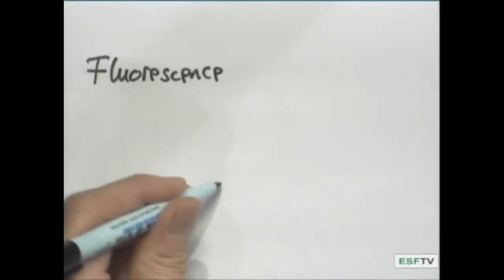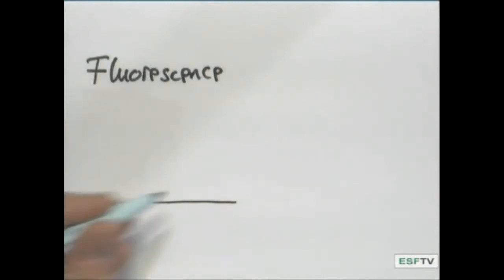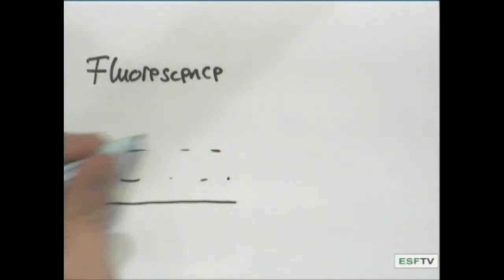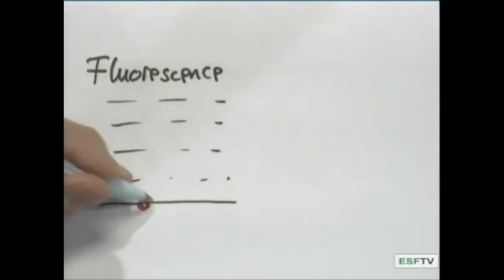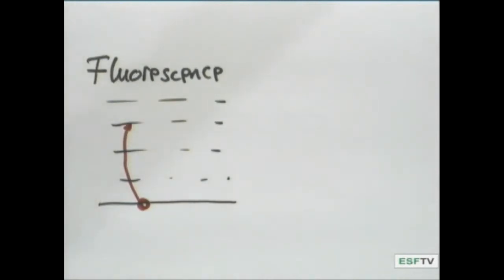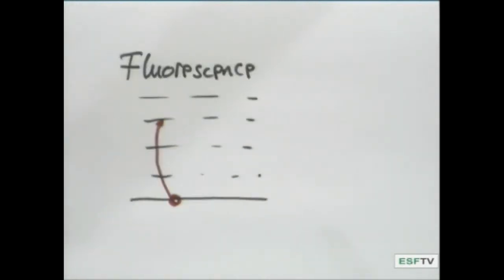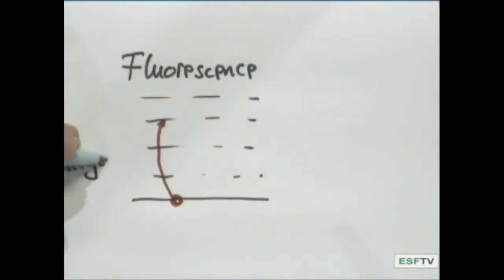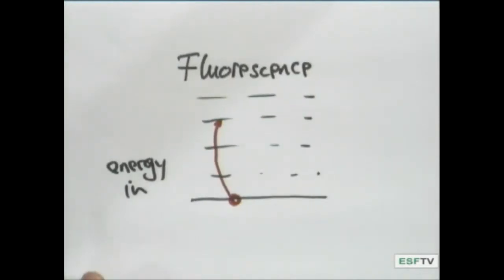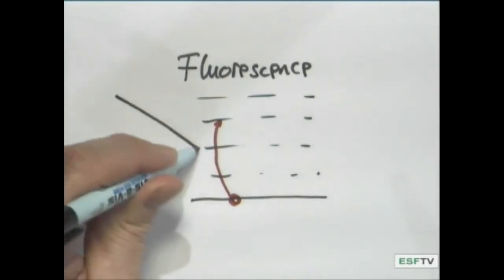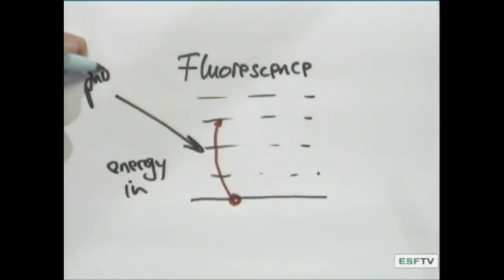One is the phenomenon of fluorescence. In the case of fluorescence, you have a ground state and a number of excitation states for an electron. That electron can be made to jump up to another excitation state by energy in. That energy can come in either as thermal energy, as we've just discussed, or in the form of a packet, a photon.